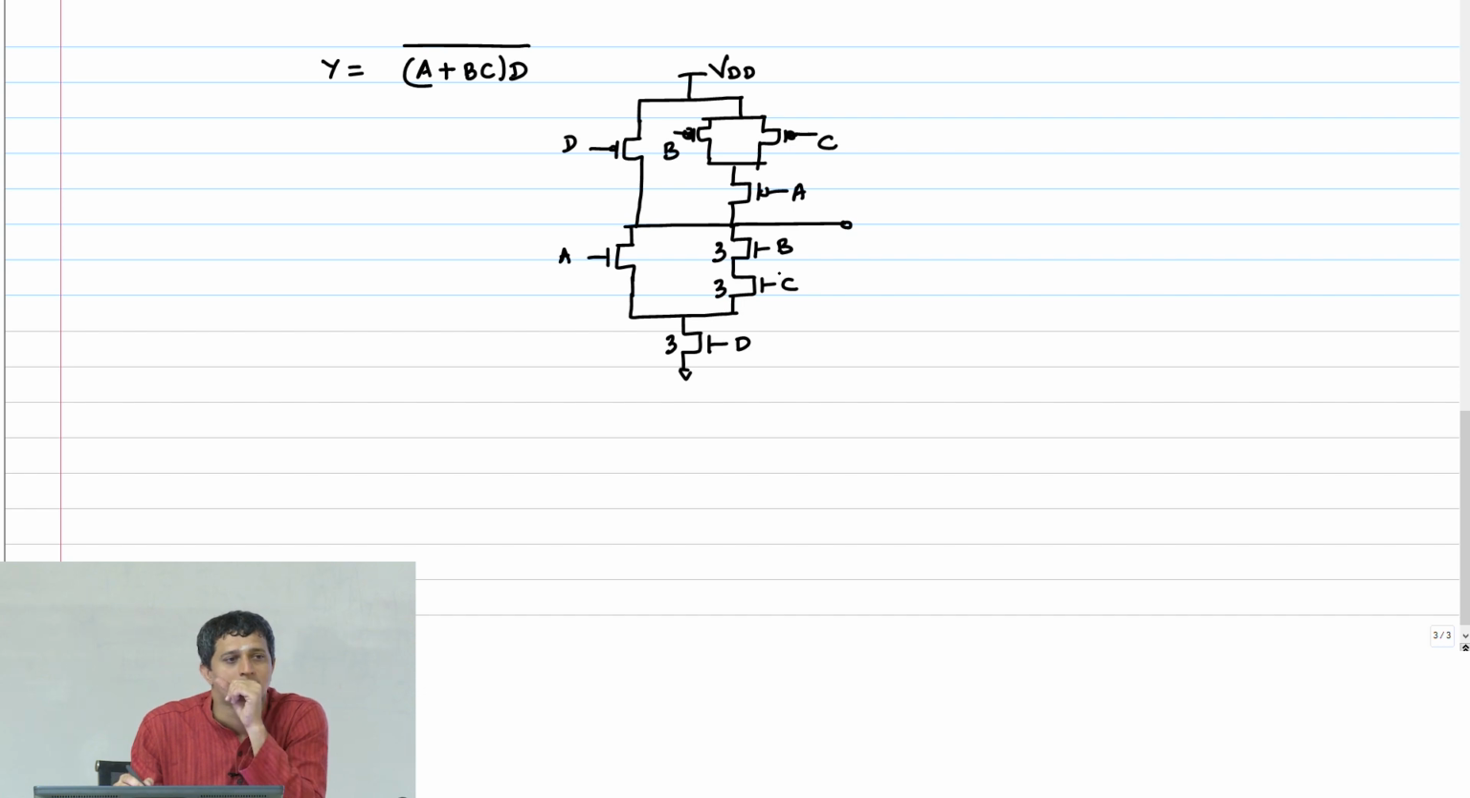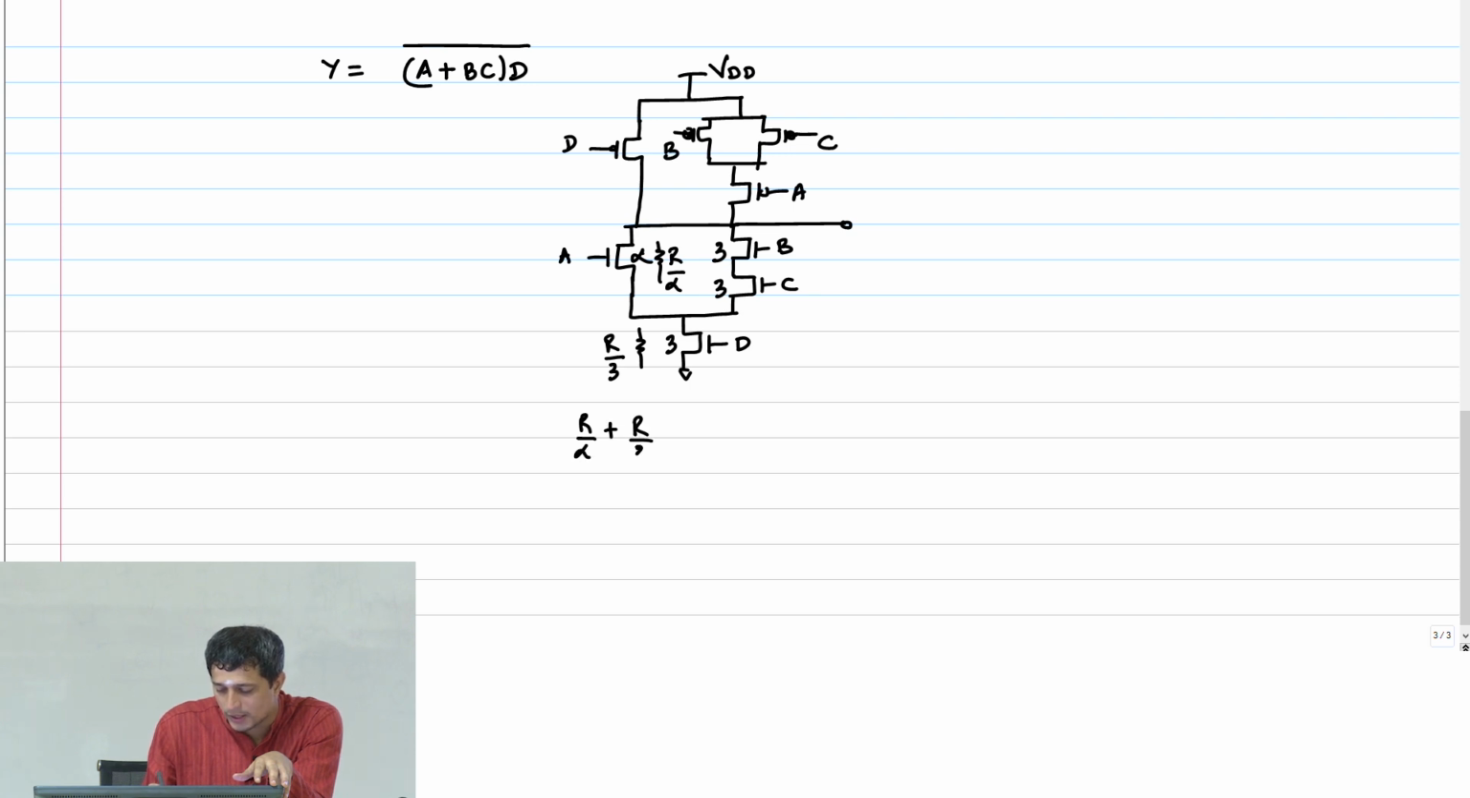Correct. 3 by 2, it can't be less than 1, right? That's a golden rule because the inverter has size 1. You can't get less than that, right? So therefore, if this is alpha, then this resistance is R by alpha, this resistance is R by 3, and I want R by alpha plus R by 3 to be equal to R. Therefore, alpha will be equal to 3 by 2.